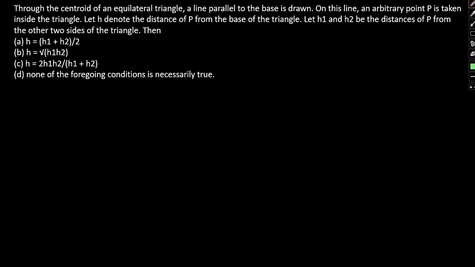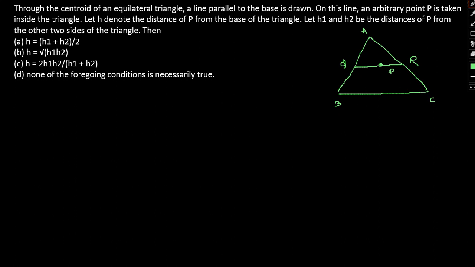Okay, so initially we have an equilateral triangle. So let's draw an equilateral triangle. Say this is our equilateral triangle ABC. A line is drawn parallel to the base. So this is the line parallel to the base. Let this be QR. Okay. P is taken arbitrarily inside. So let this point be P.